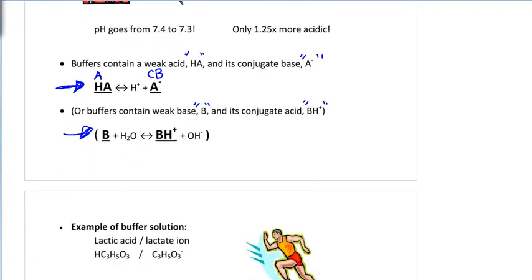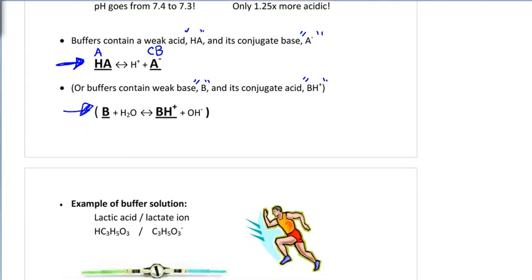Here's an example of a buffer situation that might make a lot of sense. Here at York, we do a lot of running. Lactic acid is produced by your muscles after short energy bursts, and lactic acid is this compound right here, and its conjugate base would be the lactate ion. We'll do a calculation here in just a minute involving that, but if you had both lactic acid and lactate ion mixed together, that would be a buffer solution that would resist a change in pH.